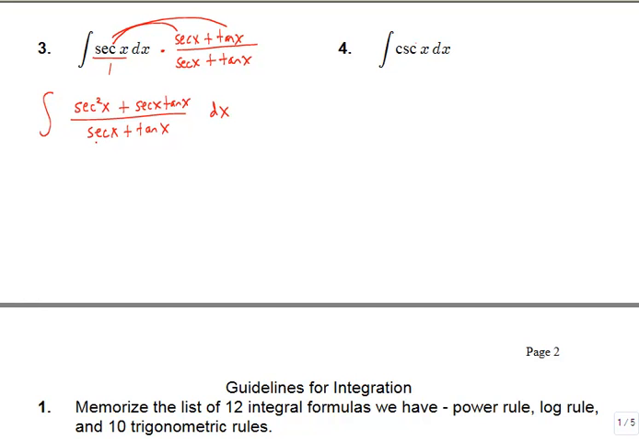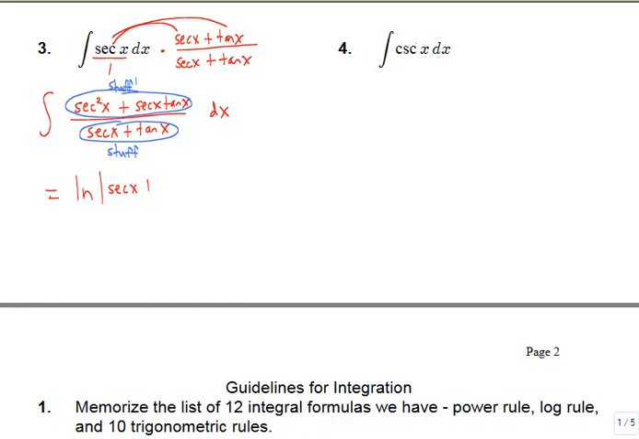Now notice that the derivative of secant is secant x tan x, and the derivative of tangent of x is secant squared x. So if this is my stuff, then the derivative of it is this. So derivative of tangent x is secant squared x, derivative of secant x is secant x tan x. So I have stuff prime over stuff, which means this antiderivative is going to be the ln of the absolute value of that stuff in the bottom.